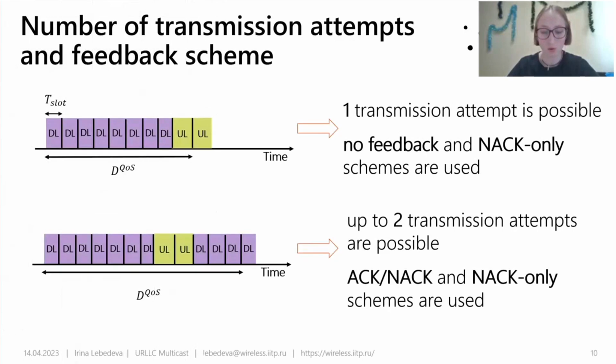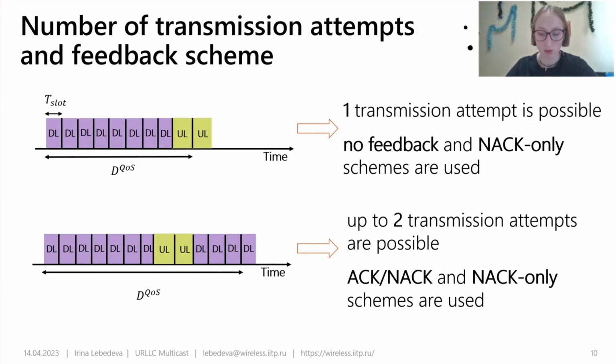The maximum number of transmission attempts depends on the latency limitation and the time division duplex configuration. In particular, for very strict latency requirements, retransmissions cannot be delivered in time. Thus, only a single robust transmission is possible, and for moderate latency requirements, we can obtain the UE feedback and make a conditional retransmission if the initial transmission fails.